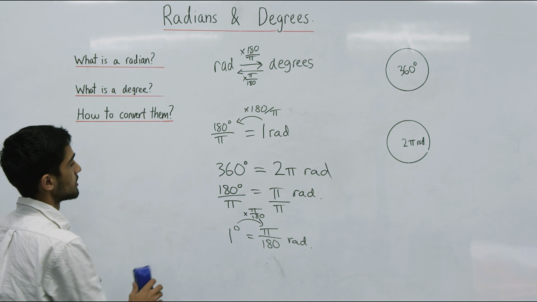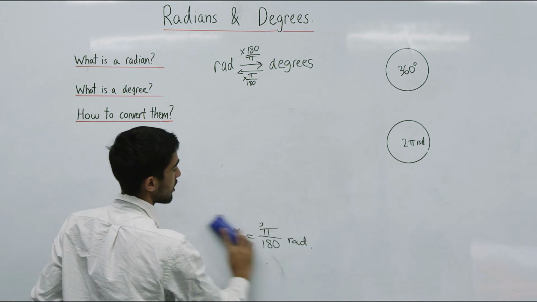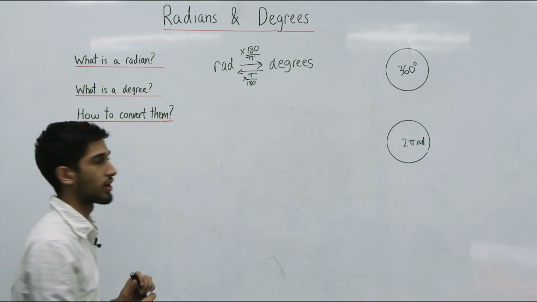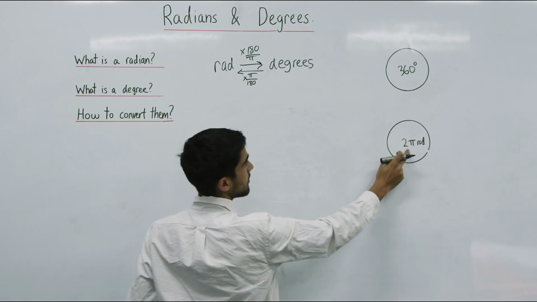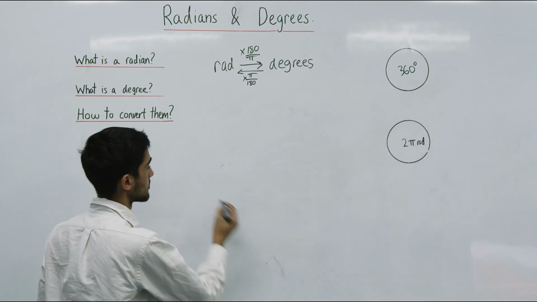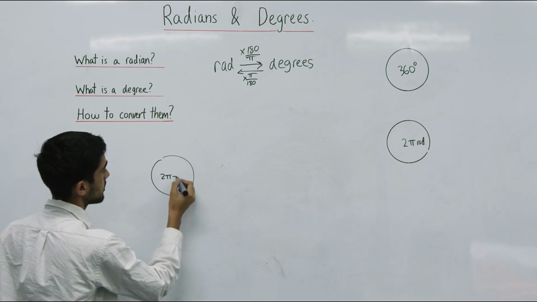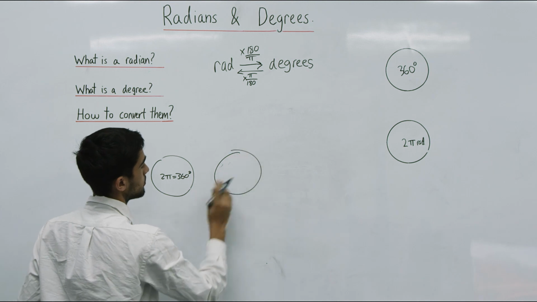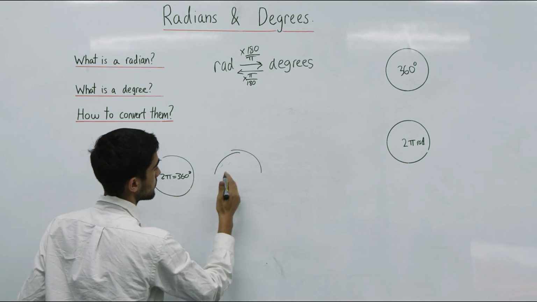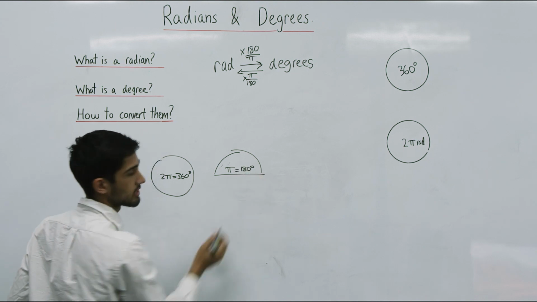Okay, perfect. So, to erase all this, we now know how to convert from radians to degrees. So why don't we do some practice with that. In any circle, we know that we have 2 pi radians, 360 degrees. So in any full circle, 2 pi is 360 degrees. We can also draw another circle, halve it, and we get pi radians is equal to 180 degrees.